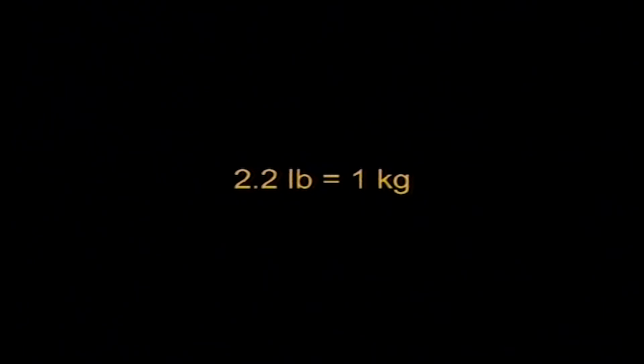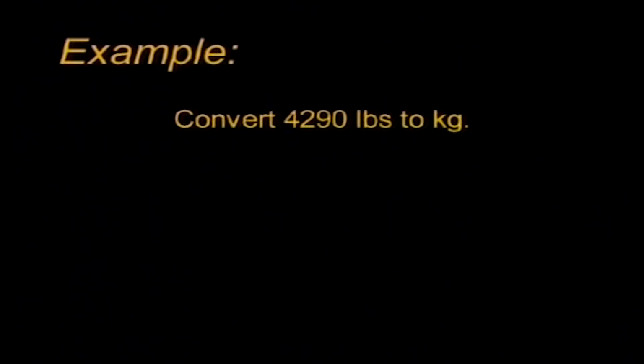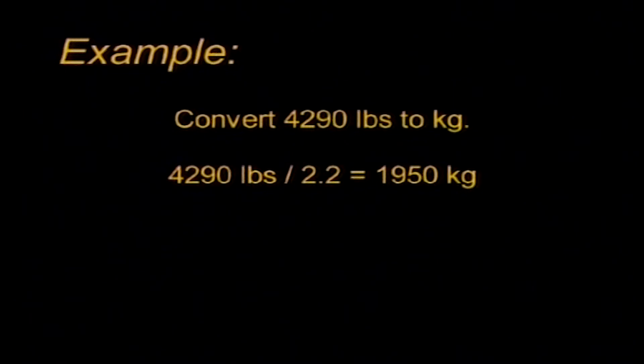2.2 pounds equals 1 kilogram. Let's convert 4290 pounds to kilograms. Using an electronic calculator, 4290 pounds divided by 2.2 equals 1950 kilograms.